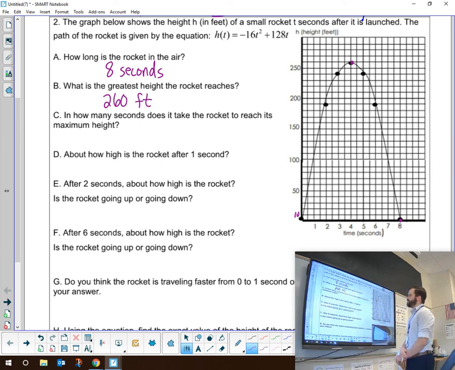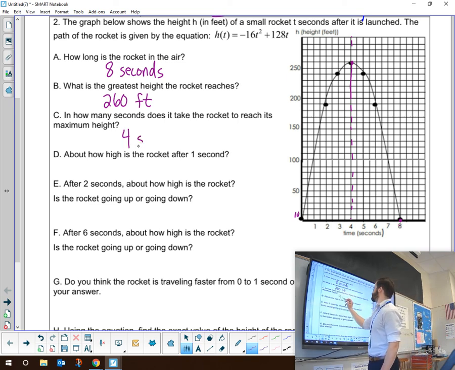All right, and how many seconds does it take the rocket to reach its maximum height? Well, that's going to be my axis of symmetry, right down the middle, and that's going to be right at 4. So it takes 4 seconds to reach the maximum height, which kind of makes sense. 4 seconds to reach the maximum height, 8 seconds to reach back to the ground.